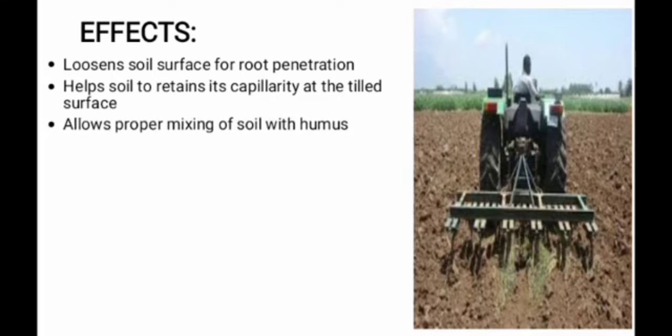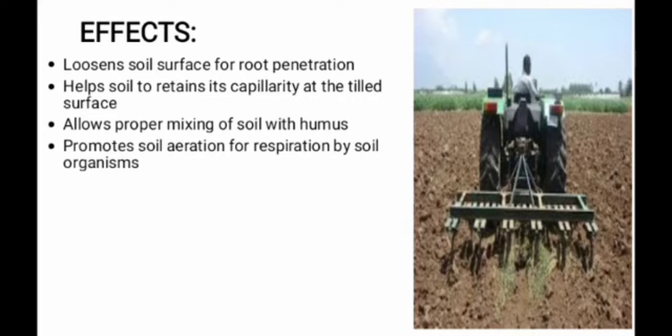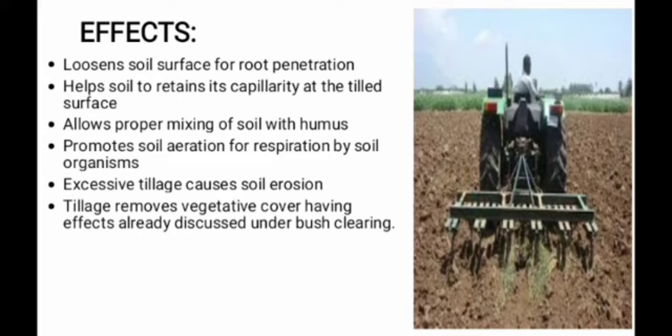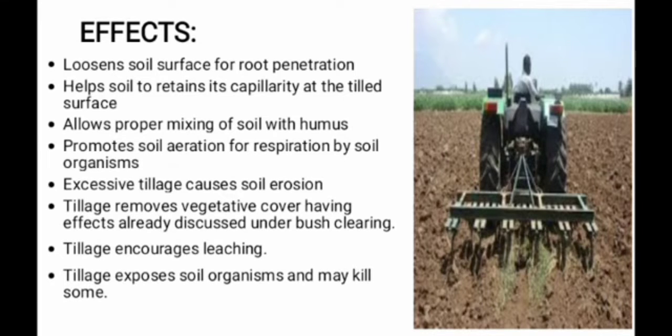It also allows proper mixing of soil with humus. Another one is that it promotes soil aeration for respiration by soil organisms. Aeration involves the circulation of air in the soil. Excessive tillage can also cause soil erosion. Tillage removes vegetative cover, thereby having effects already discussed under bush clearing and bush burning. Another one is that tillage encourages leaching. Last one is that tillage exposes soil organisms.